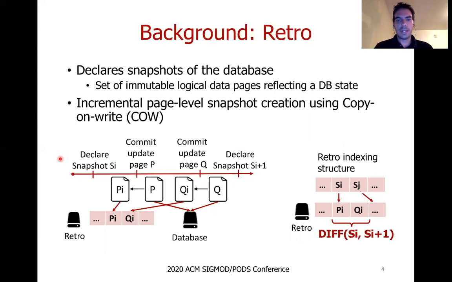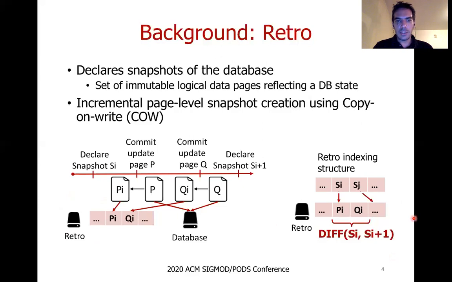The snapshots are created using a page-level copy-on-write technique. On this transaction timeline, let's consider the declaration of snapshot SI, followed by transactions that modify pages P and Q, followed by the declaration of the next snapshot SI plus 1. When the transaction commits the updates to pages P and Q, Retro copies the pages before the modification into the snapshot disk, since these pages reflect the snapshot SI.